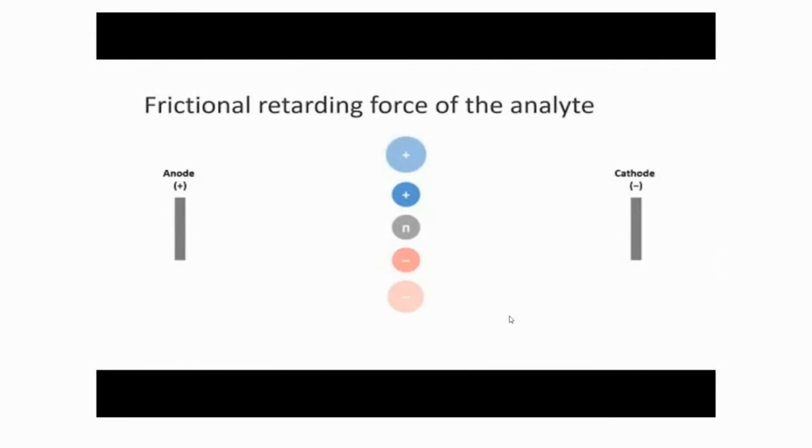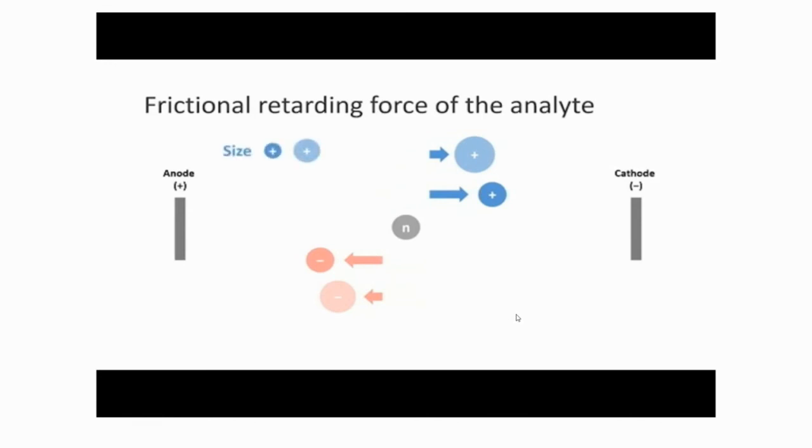Secondly, the electrophoretic mobility is inversely proportional to the frictional retarding force of the analyte. If the analytes are of the same charge, the bulkier cation will experience a stronger frictional retarding force, therefore moving slower towards the negatively charged cathode. Similarly, the larger anions will move slower towards the positively charged anode. In addition, the frictional retarding force of an analyte not only depends on the size, but also the shape of the analytes, as well as the viscosity of the medium. The more viscous the medium is, the slower the electrophoretic mobility.